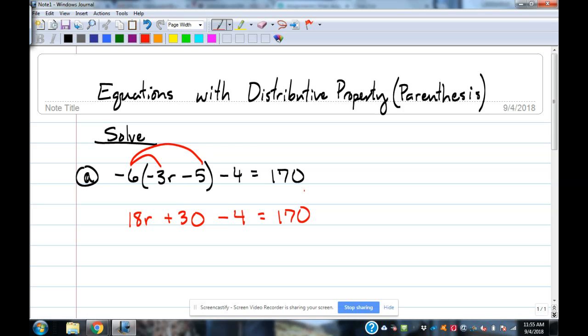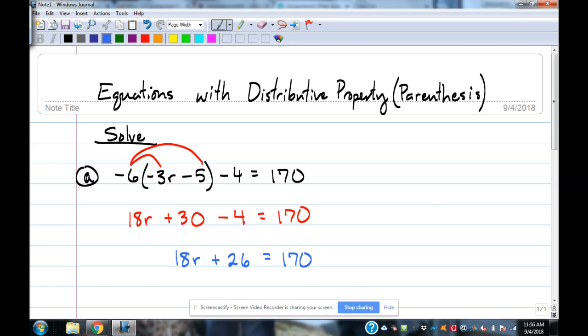Once you've done that, the parentheses are gone now, so you don't have those to deal with anymore. And then we work this like a multi-step equation. We're going to look for like terms on the side that's got a lot of stuff on it. So looking over here, what like terms would we have with that side? The 30 and the -4. So what is +30 minus 4? 26, +26. All right, so we've simplified it a little bit.